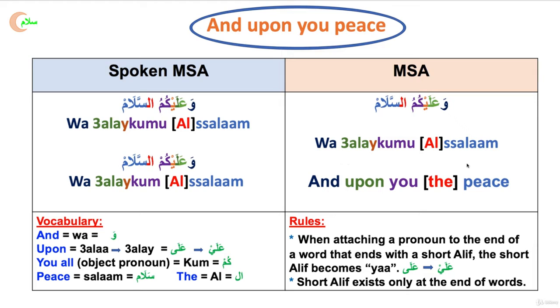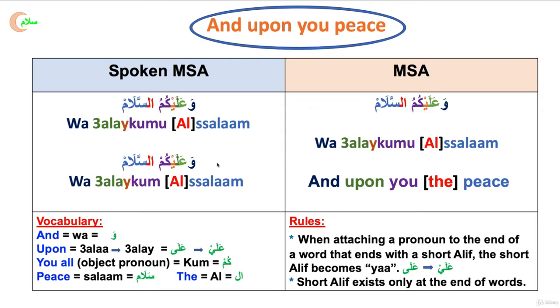Now, the meaning of this sentence is "and upon you the peace." So in English, it's just "and upon you peace," but in Arabic, we say "and upon you the peace." In spoken Arabic, notice that we have the exact same thing as in modern standard Arabic. So we would say wa alaykumus salam.